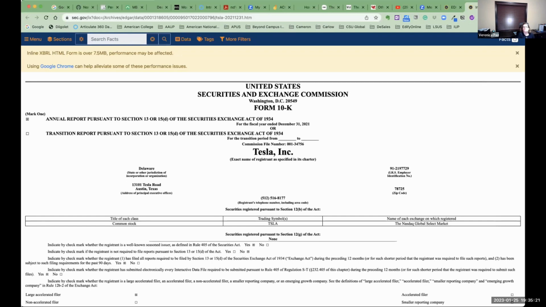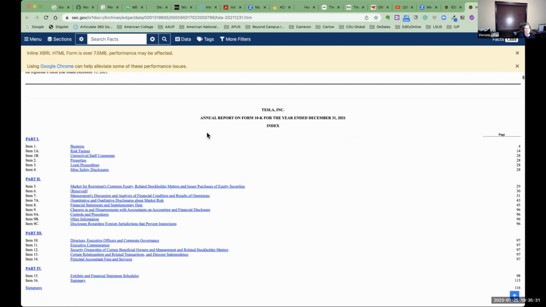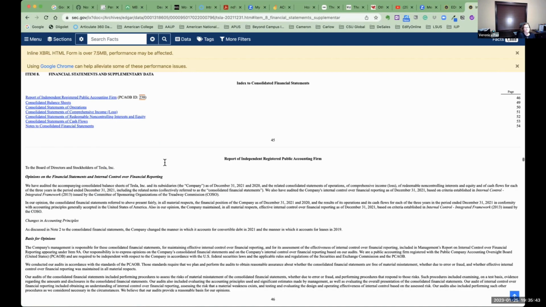Using Google Chrome can help alleviate that. Yeah, I'm using Google Chrome, of course. So this is the actual annual report, the 10-K report for Tesla. If you scroll down, you're always going to see right here Item 8. This is pretty standardized. Item 8 is going to be the financial statements and supplementary data. If you click on that, it should take you directly to a listing.